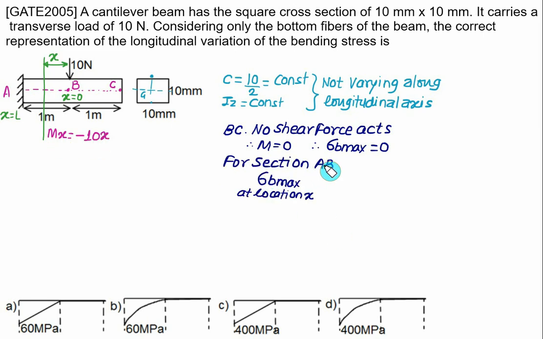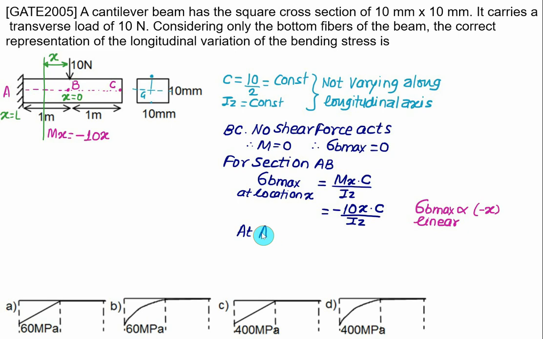So for section AB here we can calculate the value of bending stress maximum at any location x between A and B, given as bending moment Mx multiplied by c, that is the distance of the top or bottom fiber, whichever is maximum, this time both are same, divided by the Iz value. And we can replace the value of Mx here equal to minus 10 times x. So we have minus 10 times x multiplied by c divided by Iz. Clearly here the value of 10, c and Iz is constant. So we can conclude here the bending stress sigma b maximum is directly proportional to minus x. So there is a linear variation of bending stress.